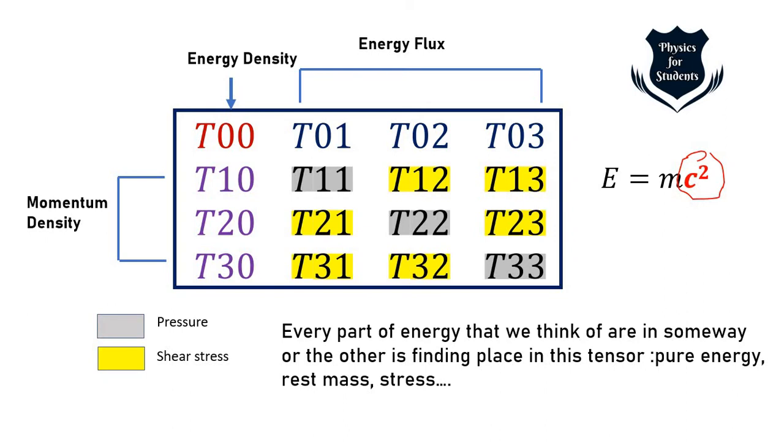Now, what you need to understand is that every part of the energy that we think of, especially in physics, has been formulated, and it finds some way or the other in this tensor. So it can be anything like pure energy, relativistic energy, rest mass, stress, shear stress, anything. Anything that we think of as energy will definitely find its part in the stress energy momentum tensor. Note that the energy density will always be bigger, and it will always dominate the tensor, because energy equals mass times the speed of light squared, and the magnitude of c is much higher.